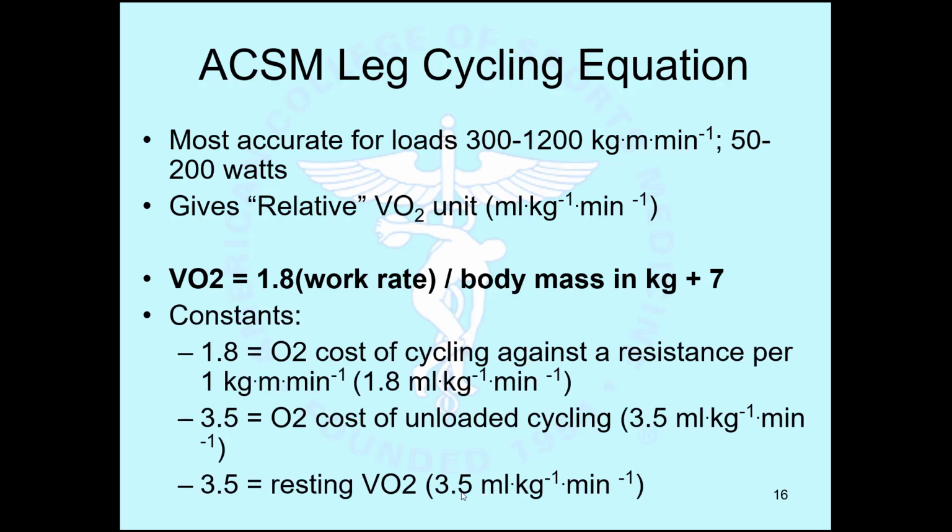So if you want to know where these constants are coming from, here it is again. And this 7 seems like it comes out of nowhere, but really that includes the resting component and also the cost of unloaded cycling. So that 3.5 and 3.5 give us that 7. So this equation still does take into account the resting component.